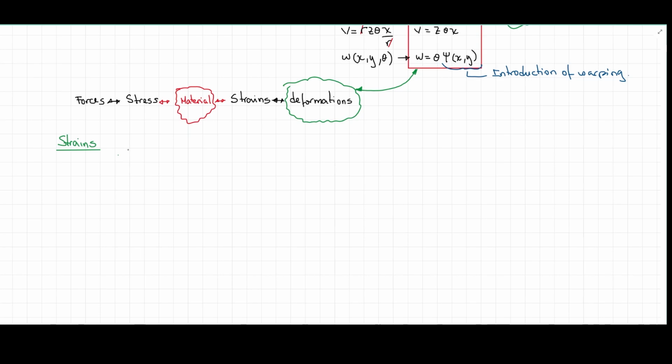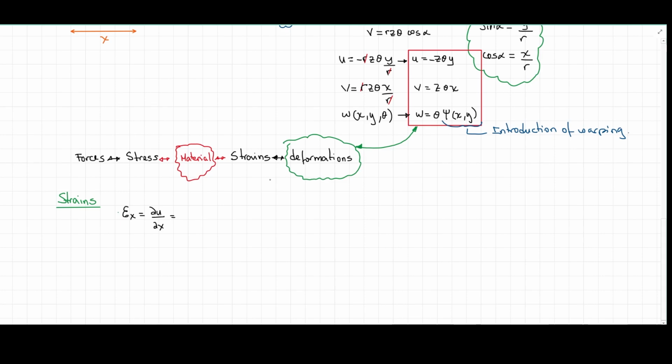So strains, for example, in the x direction equals the partial differential of this displacement with respect to x. Now, if I do this with the formulas I have, or the relations I have just found, it would be equivalent to say that it would be the partial differentiation of this term here, that I'm now realizing does not depend on x, meaning that there is no strain in the x direction, or longitudinal, the normal x direction.